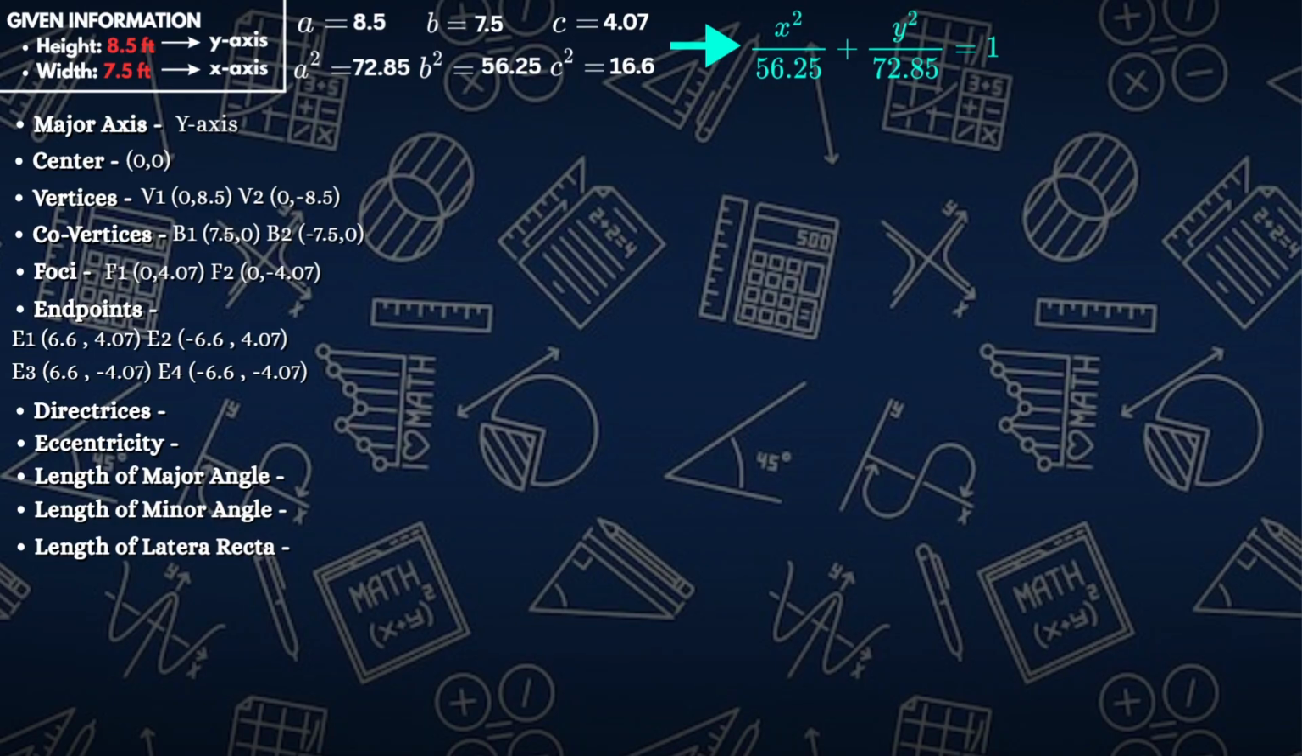For our endpoint 2, our formula again is h plus b squared over a, but this time, the next coordinate for the y-axis is k minus c.